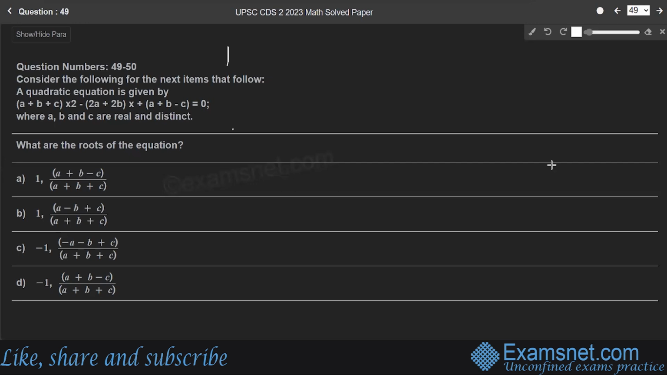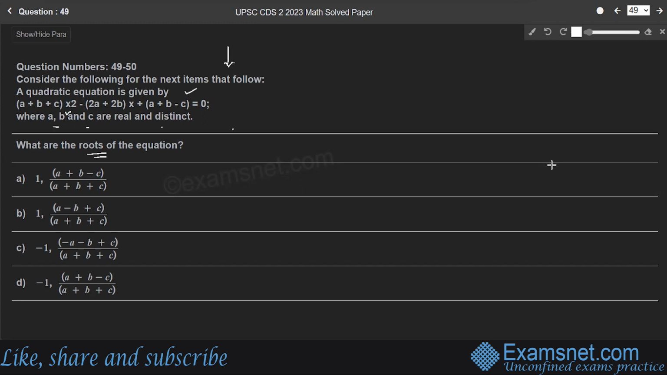Questions 49 and 50 are based on the given equation. A quadratic equation is given here. So we need to find the roots of the equation. Here a, b and c are real and distinct numbers. Distinct means which are not equal, right? a, b, c are not equal, which are real numbers.